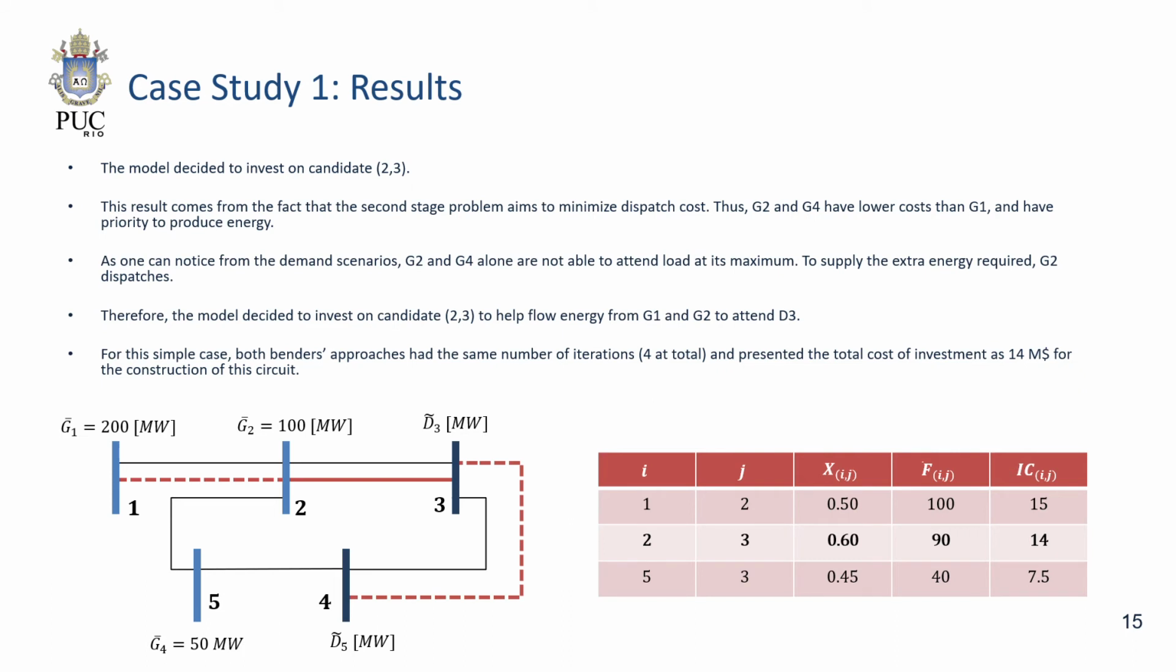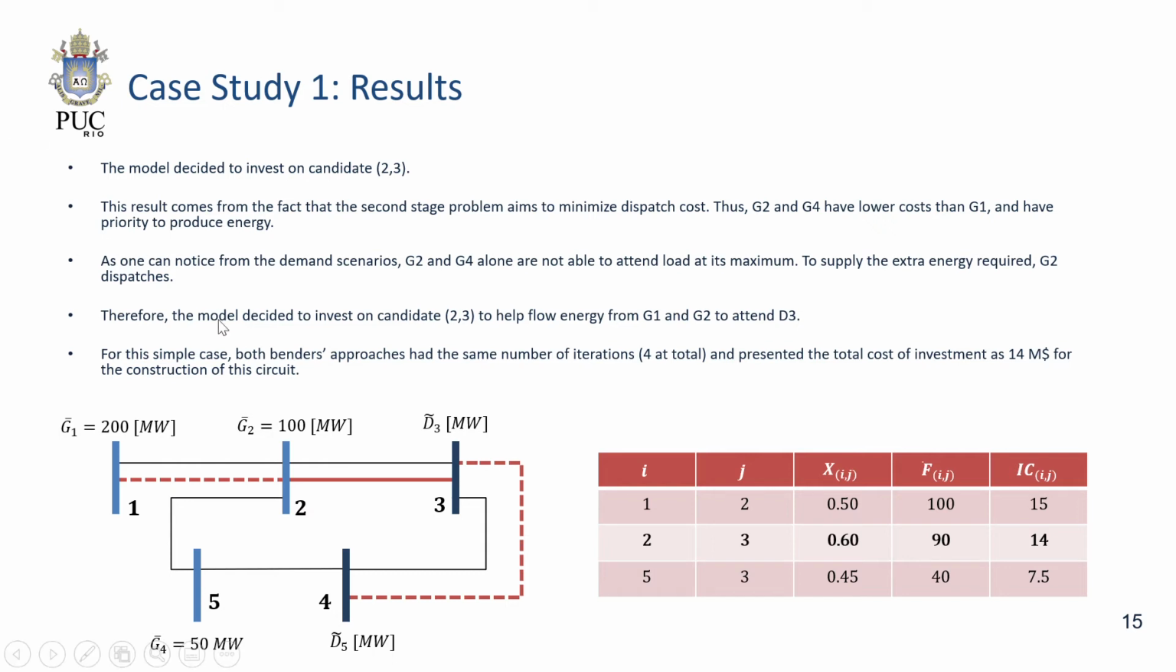So basically, as we solve this problem, it's a really simple problem, and the decision is to invest in this line from 2 to 3 right here in red, in dense red. So why did it decide to invest in it? This will bring a little bit of intuition on how it solves this.